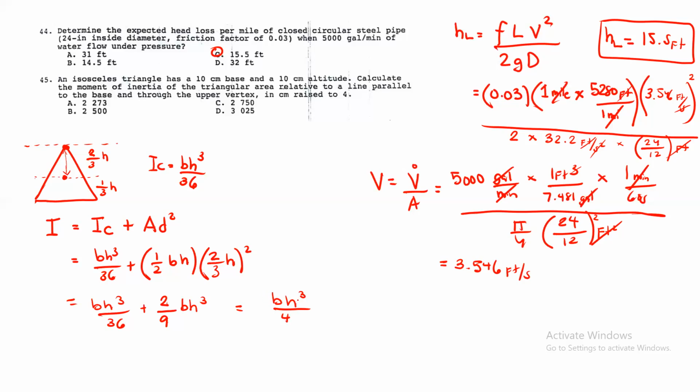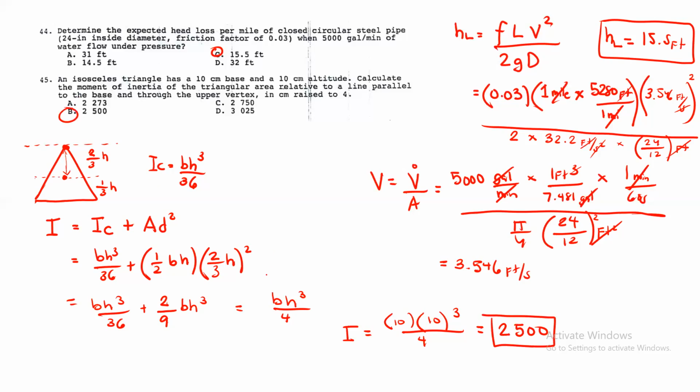So, basically, pag-derive pa lang ng formula, magiging sagot natin dito, I is equals to BH cube over 4. So, ang base natin is 10 cm, then ang height natin is 10 rin. So, 10 times 10 raised to 3 divided by 4, so 2,500. So, the answer is letter B.